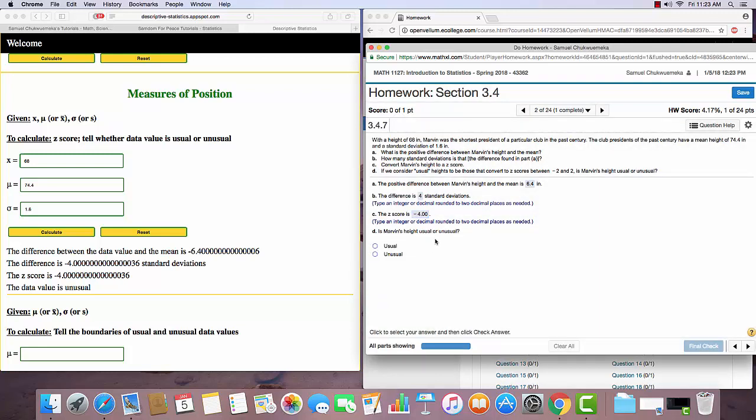Is Marvin's height usual or unusual? It is unusual.